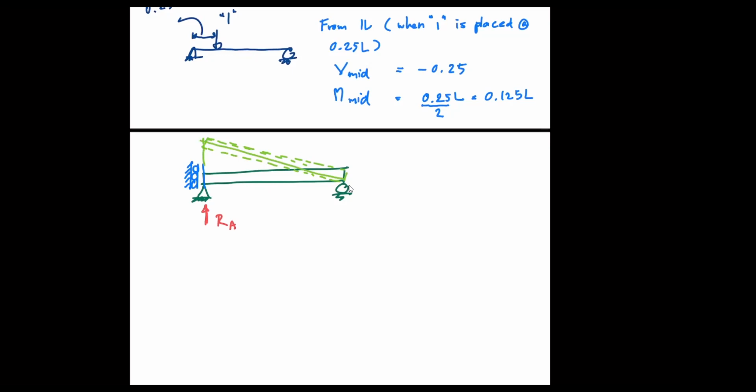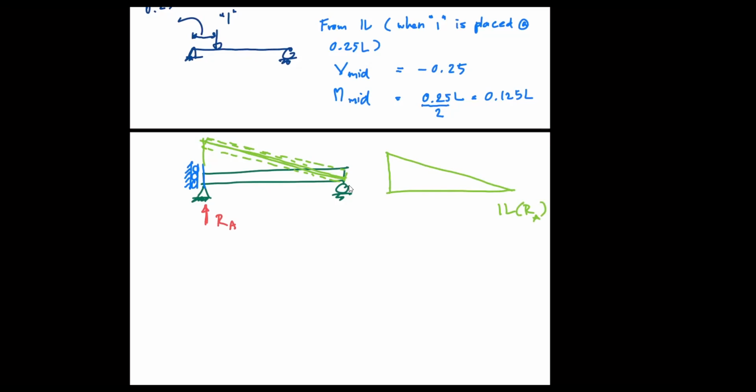But you can see the green line here, right? That becomes the shape. So that is the shape of the influence line of reaction at A. So now you know the shape. What about the magnitude?